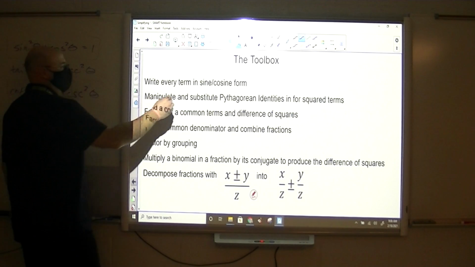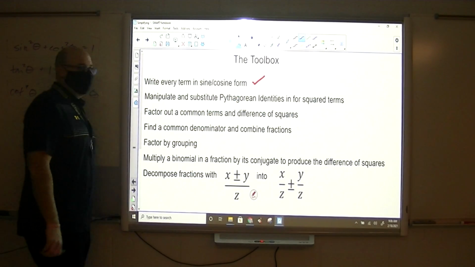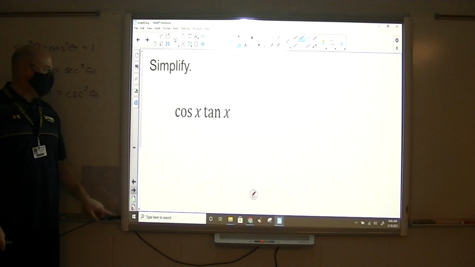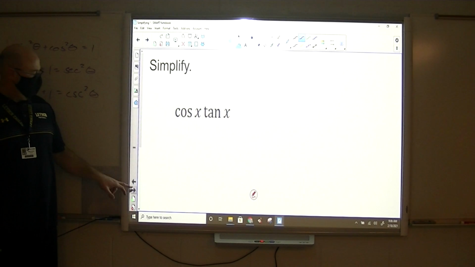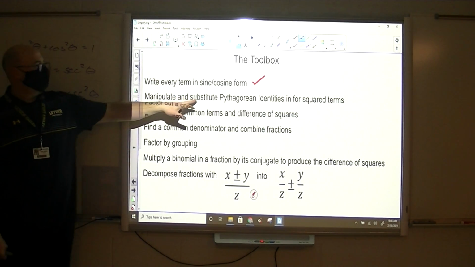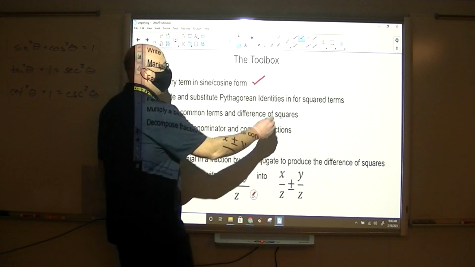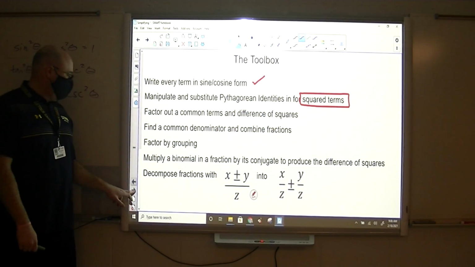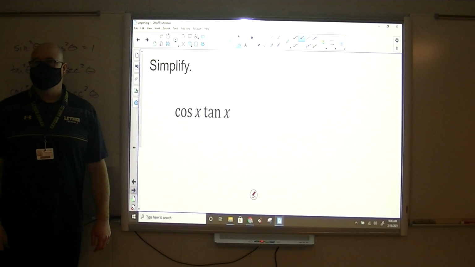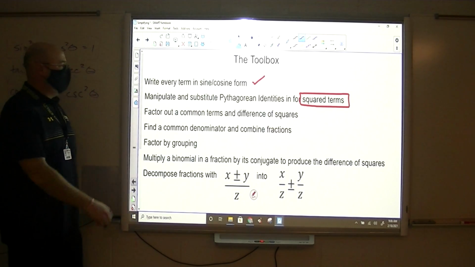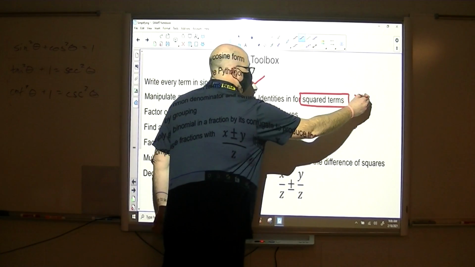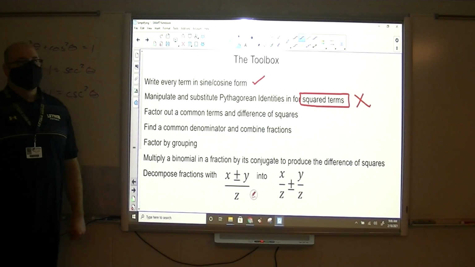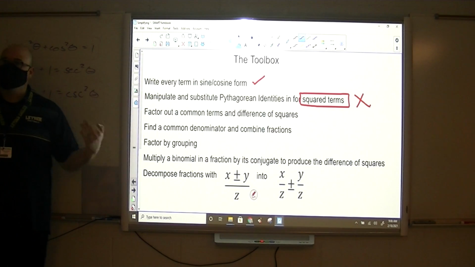So, can I do this? Yes, I can do this. This is a tool that I might want to use for this problem. Okay, looking here. What about manipulating and substituting Pythagorean identities for squared terms? Do you see any squared terms in this problem? No. Okay, so we're not going to do this just yet. Rather than crossing the whole thing out, because we may have to come back.